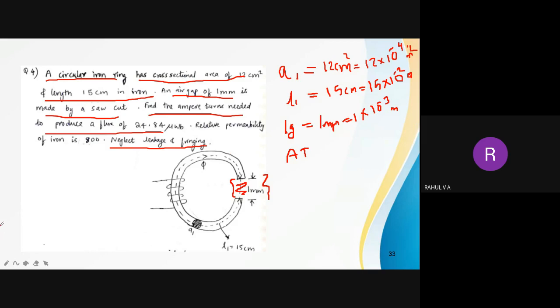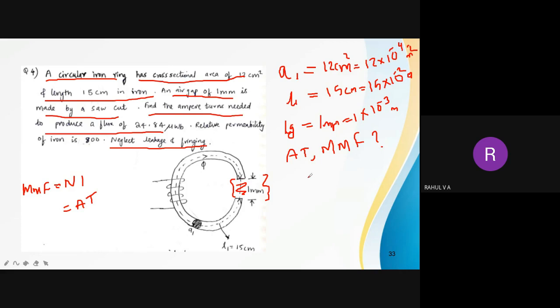MMF അല്ലേ? MMFന്റെ യൂണിറ്റ് ആണ്. MMF is equal to N into I. So unit of I, I means current, is ampere. N is the number of turns. So the unit of MMF is equal to ampere turns. So we have to find out what is the MMF.